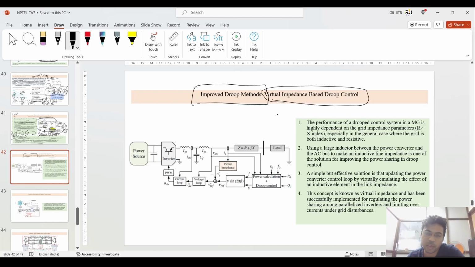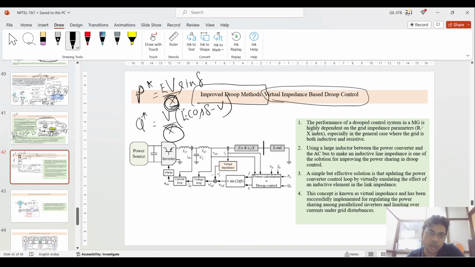Virtual impedance is that, suppose you are generating a P. P is EV by X sine delta. What is being generated, and the Q star is such that P is V by X, E cos delta minus V. Okay. If you take this X as a factor, okay, controllable variable, and this P star is what the reference should be generated.